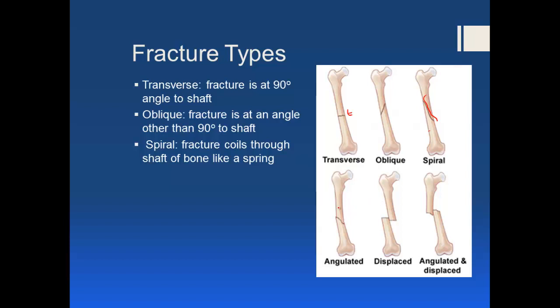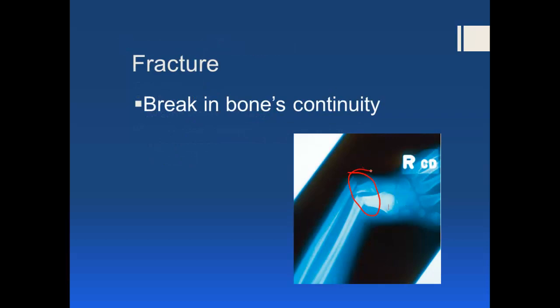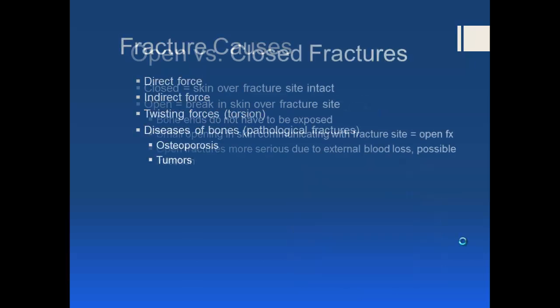There's also angulated, which means that the bones have gone at an angle. That first picture you saw had an angulated fracture. It may have also been displaced. I can't remember. I'll have to look. Let's go back. Yeah, we have angulated and displaced. See, right in here. You've got it angulated because it's bent, and it's also displaced because the ends don't line up. So angulated and displaced fracture.